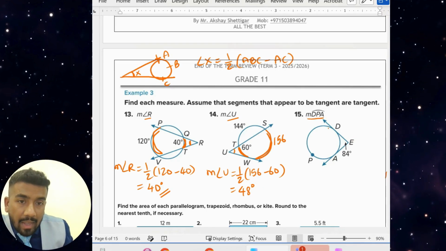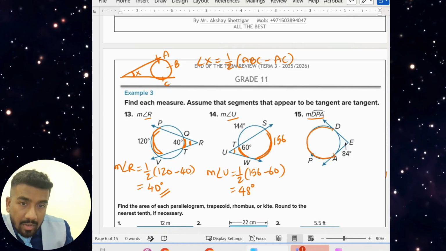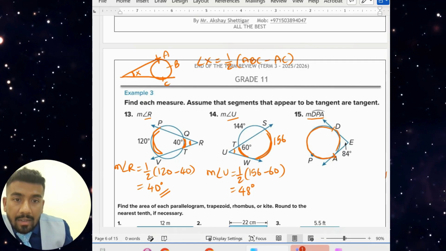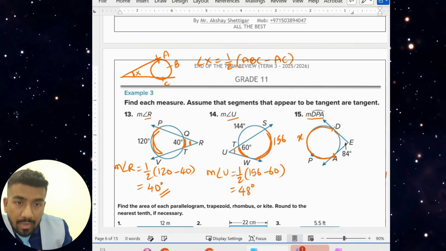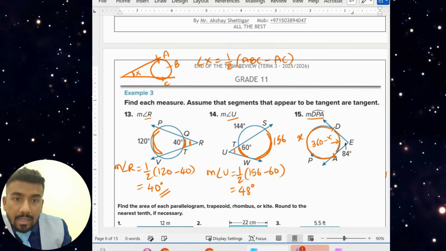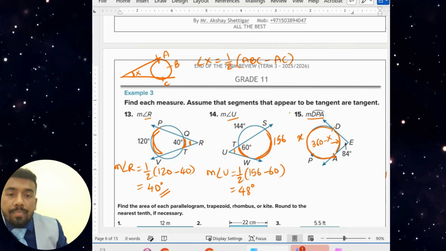They want DPA. So tell me, if I take DPA as X, how much will be the inside one? This will be 360 minus X, right? Simple, straight as it is. Then use the same rule.